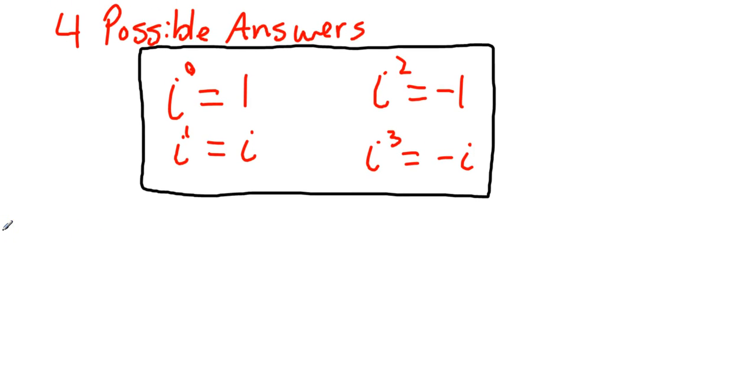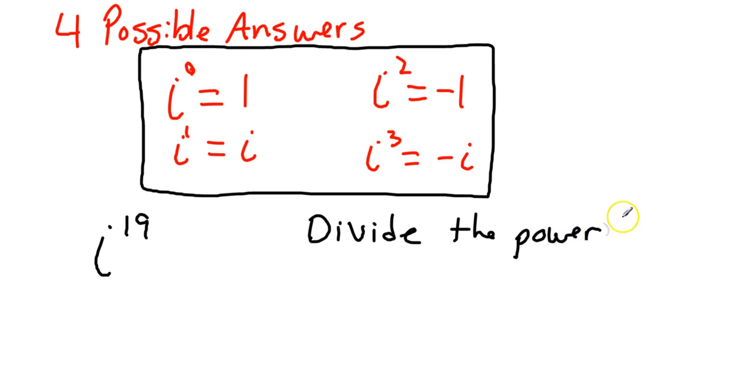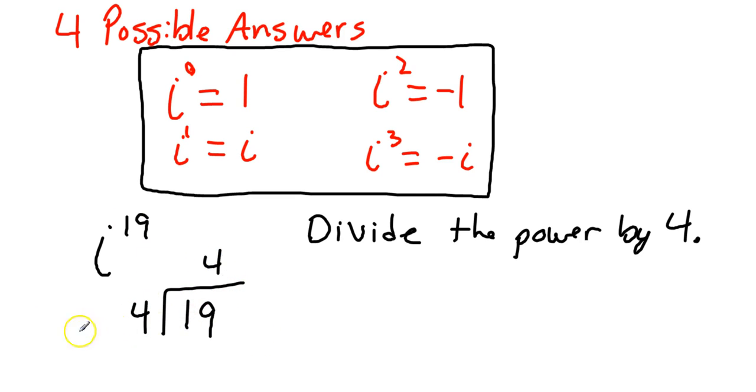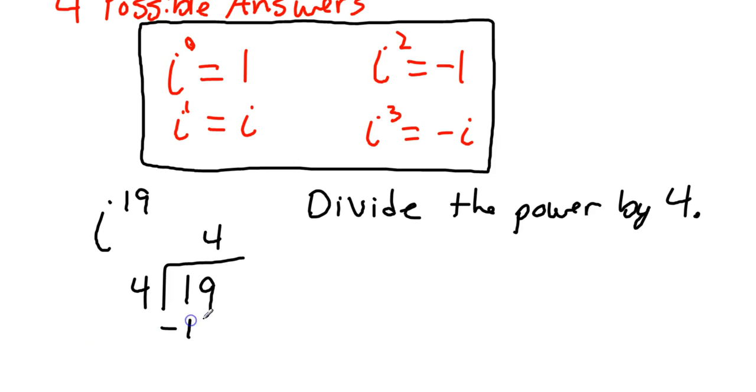So here's how you're going to take some power and get it to what the answer is. Let's say you had i to the 19th. Here's what you're going to do: you're going to divide the power by 4. So we take the 19th power divided by 4. 4 goes into 19 4 times, with 3 left over.